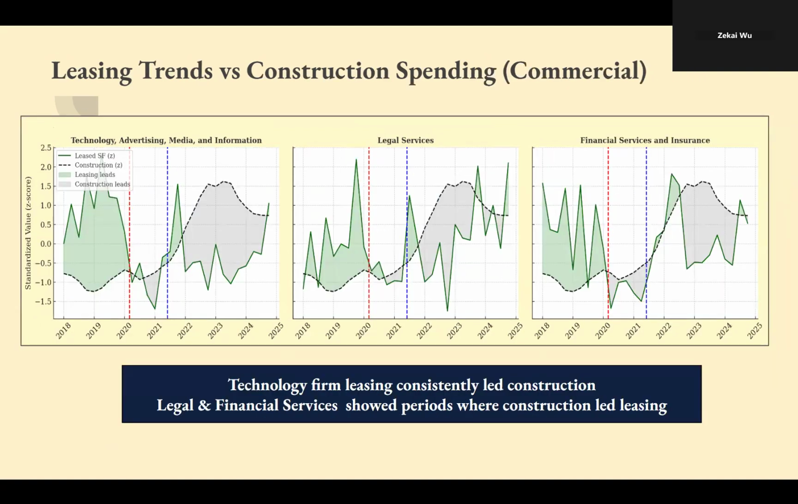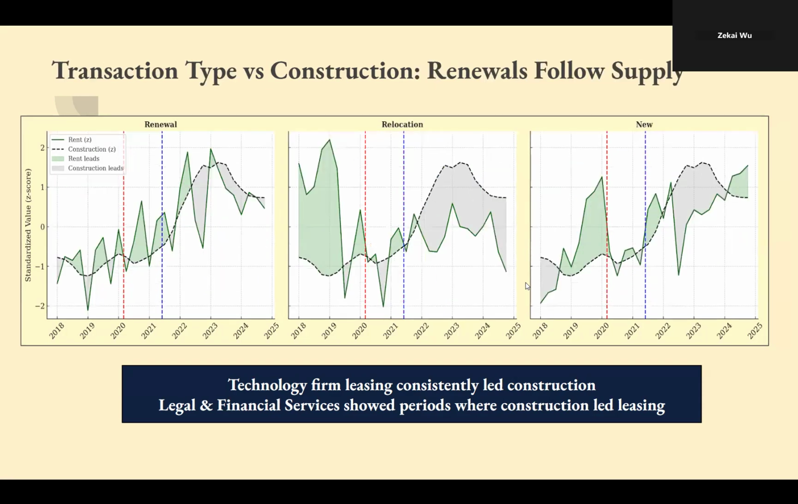In terms of leasing trends versus construction spending, we found that technology services leasing consistently led construction, while legal and financial services show periods where construction led leasing. And lastly, transaction type versus construction spending, we found that technology firms, again, their leasing consistently led construction, while legal and financial services are the other case.